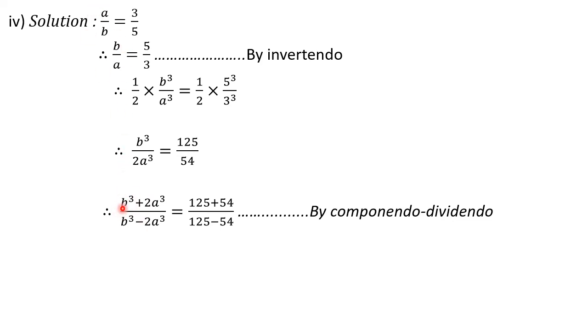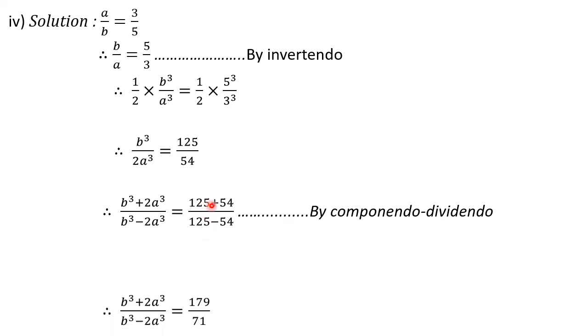What we have observed is the numerator is B cube and denominator is 2A cube. And that is why first we have done invertendo, because we want B in numerator and A in denominator. Then the numerator is B cube and denominator is 2A cube, so we have multiplied by 1 upon 2. At the same time we have done cube of both the sides. Okay. And then we got the required ratio. Then we have used the property componendo dividendo.